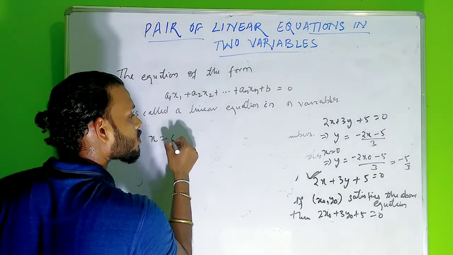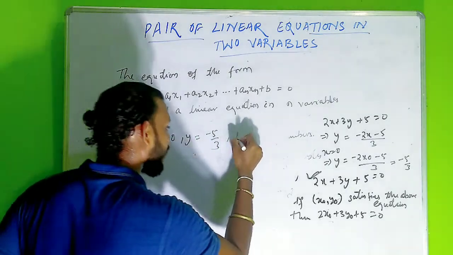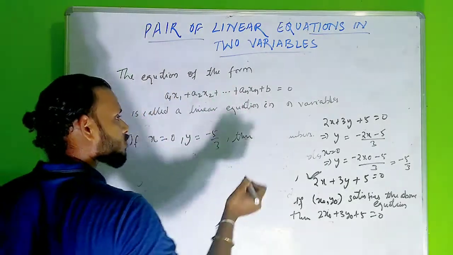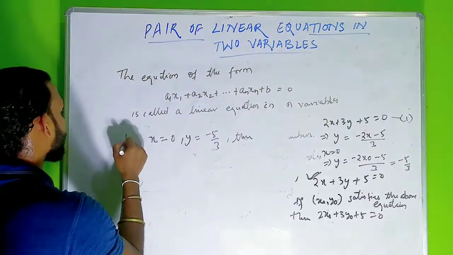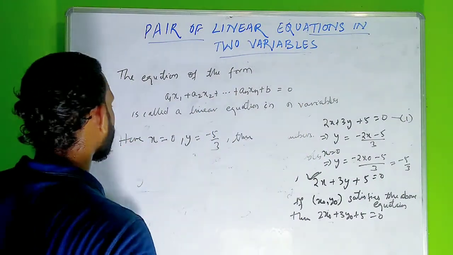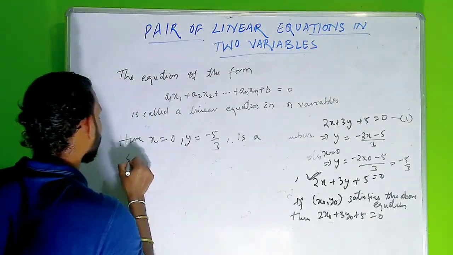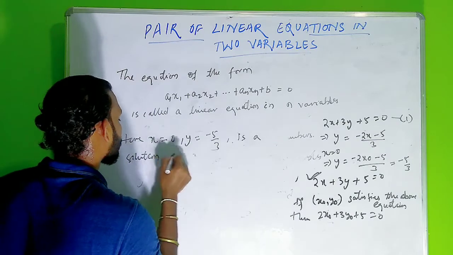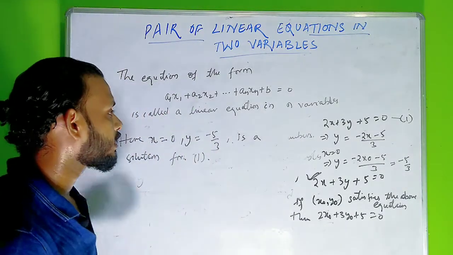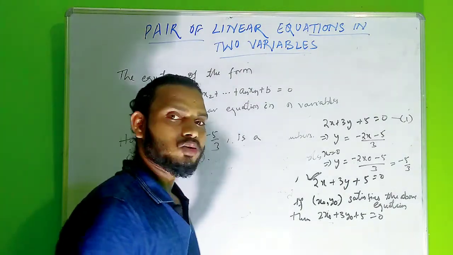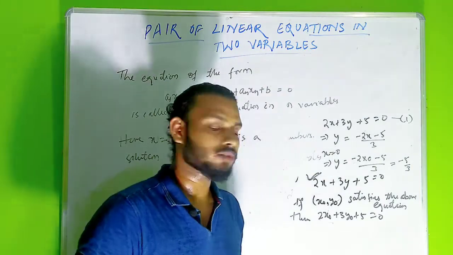You can see if I substitute x equal to 0, y is equal to minus 5 by 3, then suppose this is my equation 1. Then here x equal to 0 and y equal to minus 5 by 3 is a solution for equation 1. Okay, so I can say it is a solution for equation 1. So now, can I give another solution for this equation?